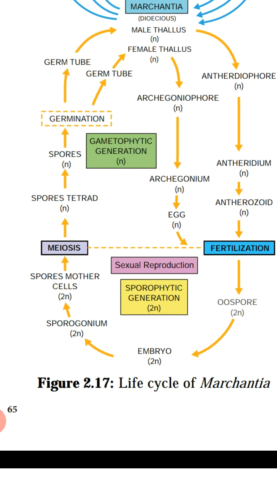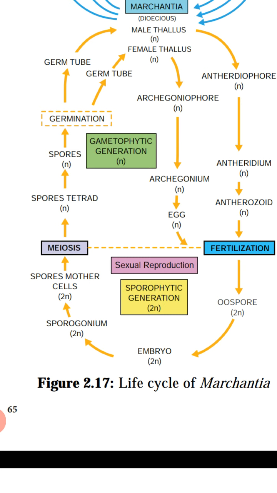This oospore will undergo mitotic division and form a multicellular condition, the embryo, a multicellular undifferentiated embryo. This embryo will form the sporogonium, a spore bearing body which contains the spore mother cells. The spore mother cells will undergo meiosis. So from the oospore to the spore mother cell is the diploid condition. After the meiosis, haploid spores are produced. So 4 haploid spores are produced.